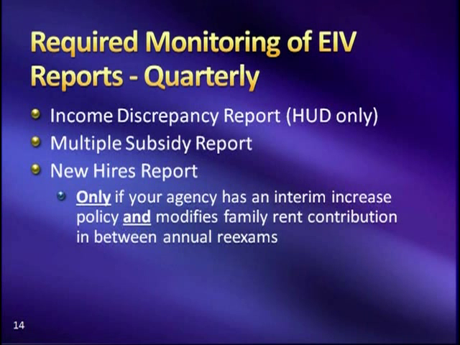Now, I'm going to tell you a little secret in just a second, but notice that the income discrepancy report says HUD only. I'm going to tell you why. Your income discrepancy report, you're going to monitor on a quarterly basis, as well as your multiple subsidy report and your new hires report. If you are an agency that has an interim increase policy and modifies your family rent contributions in between your interim and annual re-exams, then you will look at the new hires report.